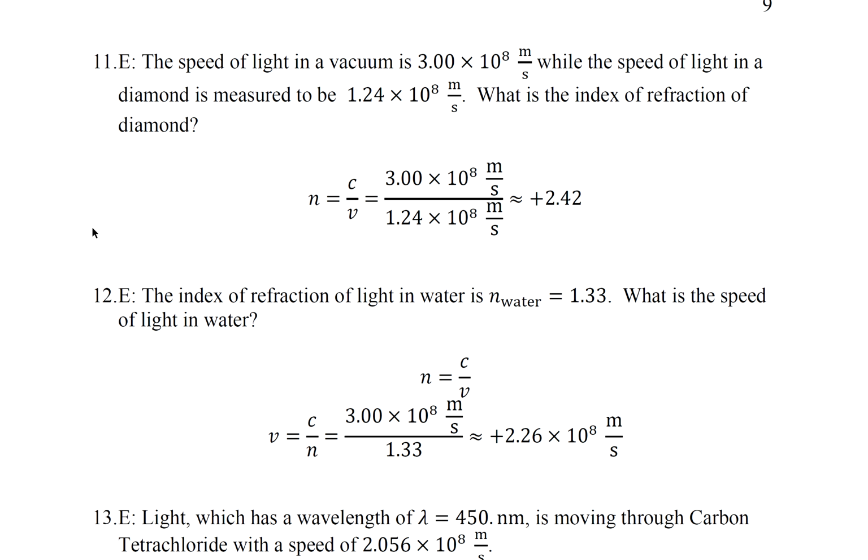Question 11. The speed of light in a vacuum is 3 times 10 to the 8th meters per second, while the speed of light in a diamond is 1.24 times 10 to the 8 meters per second. What is the index of refraction of diamond? n equals c over v.